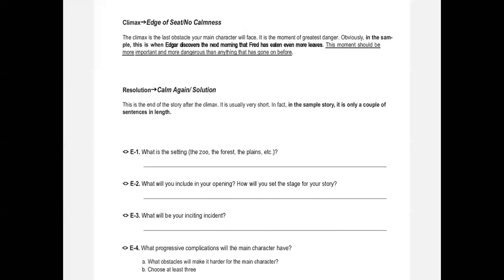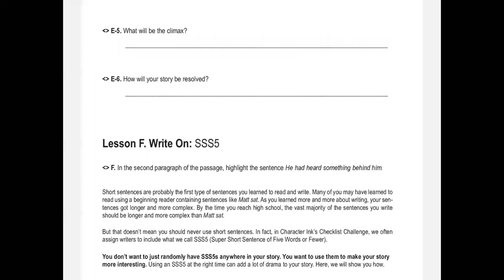So the setting, they're going to list their setting for E1: the forest, the zoo, the plains. What they'll include in their opening and how they're going to set the stage, what their inciting element will be, what the progressive complications that the main character will have, the climax, and then how the story will be resolved. By deciding all of this ahead of time, when I take you to the outlining phase in just a few minutes, they will have these elements that they can plug in, right?